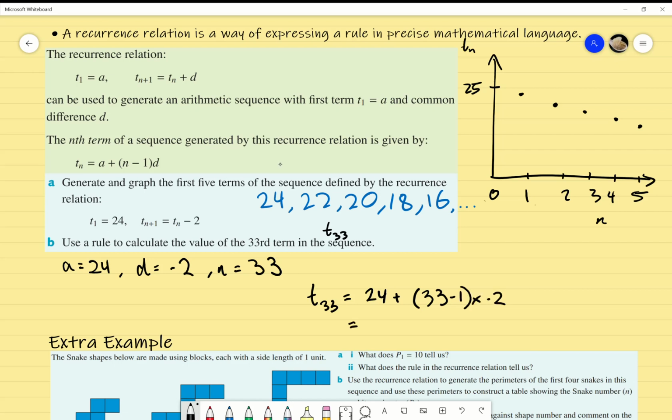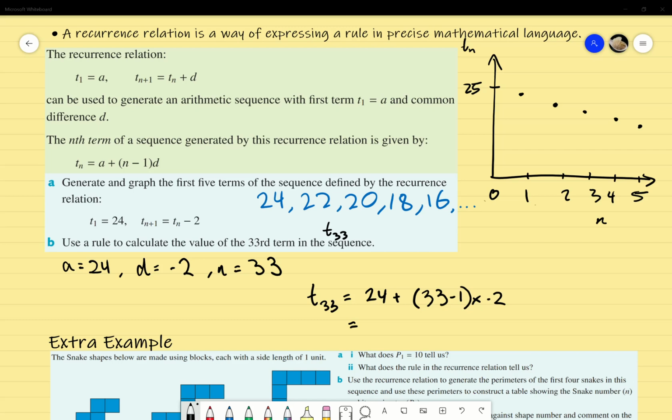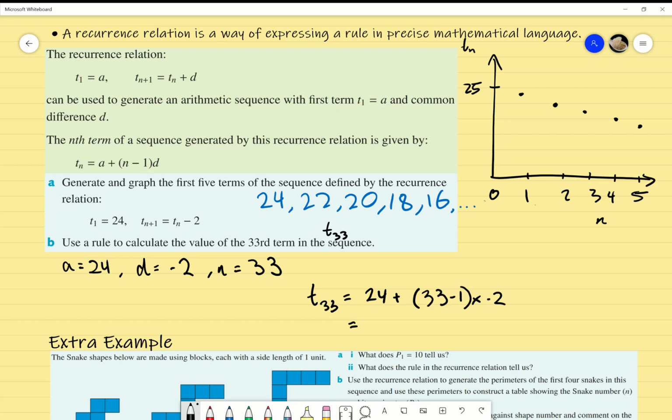So you're going to take out your calculator and put that in. I'm going to do that here. That's 24 plus bracket 33 minus 1 times negative 2 gives me negative 4. Now, does that sound about right? Sorry, negative 40, my apologies. Does that sound about right? Yeah, it does, good, because it's going down by 2. It's not going to stop at 0, so negative 40 sounds good. Awesome, any questions about that? Okay.